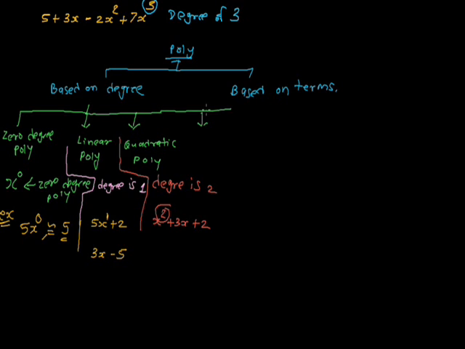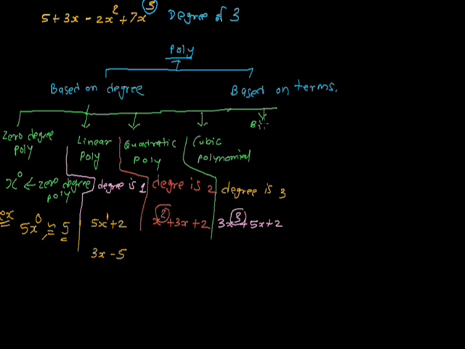Next is cubic polynomial. In this polynomial, the highest degree of x is 3, and this polynomial is known as a cubic polynomial. For example, 3x cube plus 5x plus 2. In this example, the highest index of x is 3, hence this is known as a cubic polynomial.